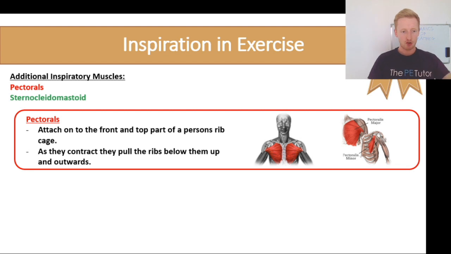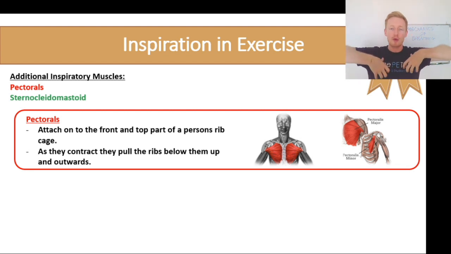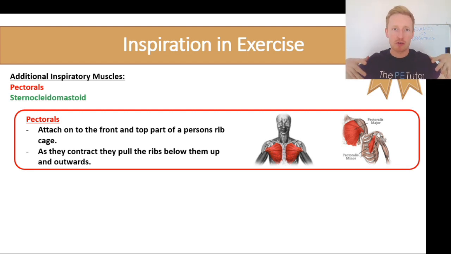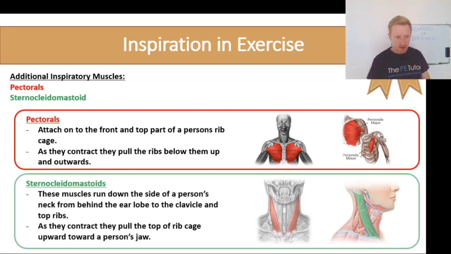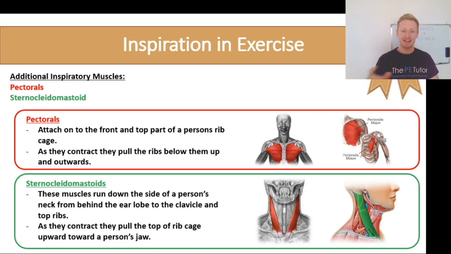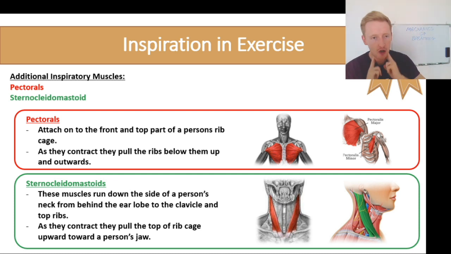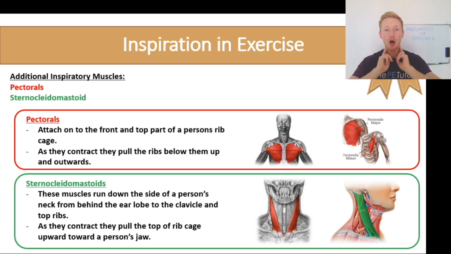So when they contract, they can help pull the ribs upwards and outwards, helping the external intercostal muscles. A second additional muscle is our sternocleidomastoid, which is this muscle that runs just below your earlobe down to the top of your collarbone, your clavicle. If you were to put your fingers into the side of your neck and then take a sharp breath in, you'll feel these muscles bulge out a little bit.